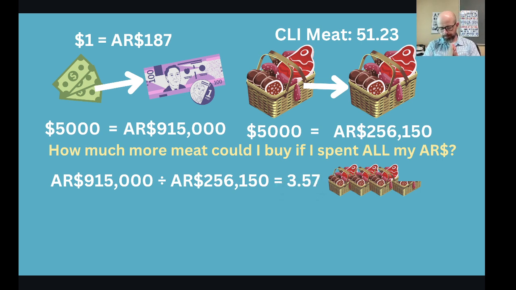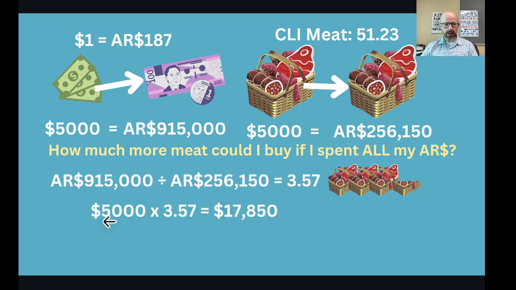Okay, so let's take this the other way around. If I took my $5,000 times my impact number, that's $17,850. To visualize that, what I am saying is I would have to spend this much money in the United States to buy the amount of meat that this much money gets me in Argentina. If I take this much money to Argentina, I can buy this much meat. That's what that's telling me.